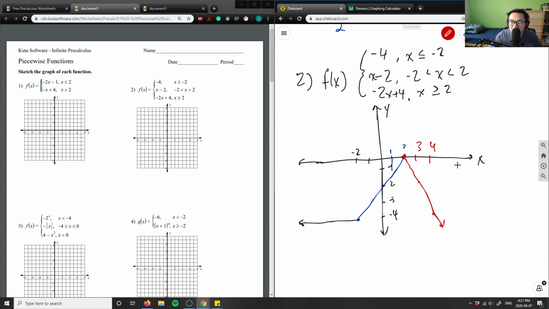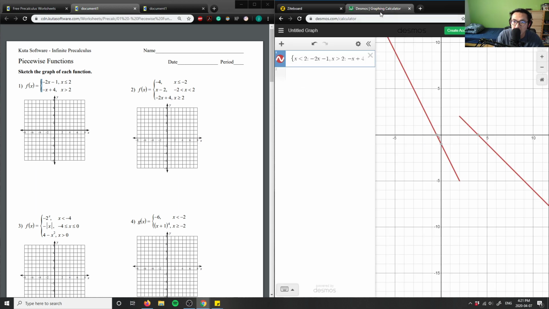So I don't know if I can input this in Desmos. I'm pretty sure I can. Input this in Desmos. So let me do that for you. I'm going to input this entire function here. Let's see. This is negative 4. This is x is less than negative 2.